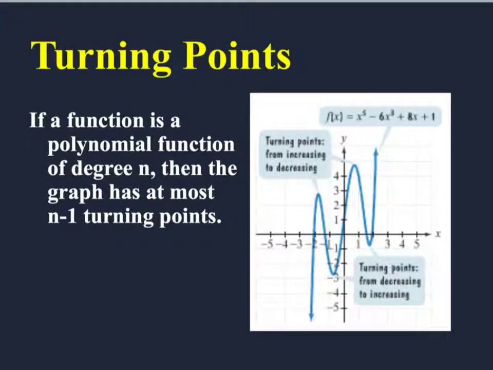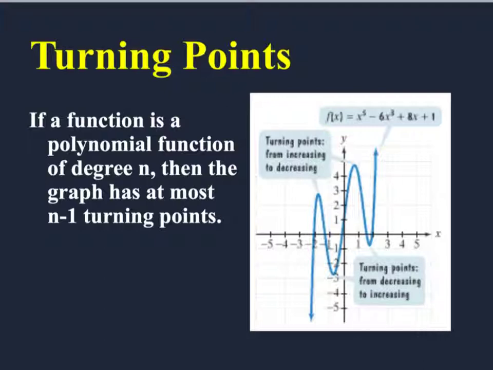Something else that we want to keep in mind is the maximum number of turning points that we could have for a polynomial function. And it's possible that you could have less than that.